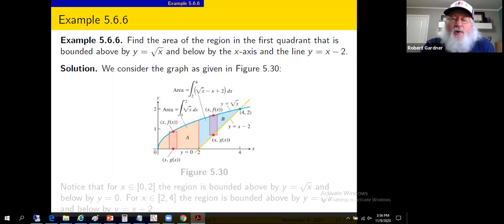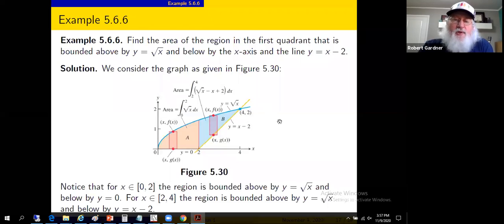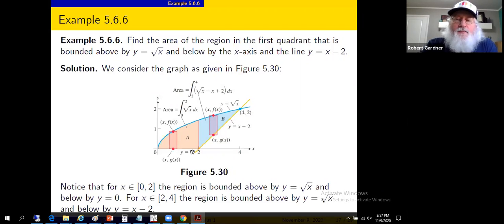So here's what they're getting at. We will have to generate our own pictures here before it's over with. Here's what they want. It's bounded above by that square root function. It's bounded below by the x-axis here and bounded below by the line y equals x minus 2 over here. Okay, we'll just break it into two pieces and represent those pieces as definite integrals. They've actually given it away in their picture, but let's have a more detailed conversation about that. For x between 0 and 2, the region's bounded above by the square root function and bounded below by the function, if you like, y equals 0, the x-axis.